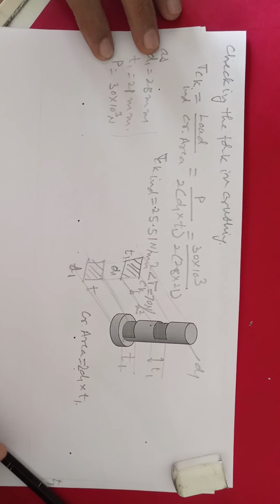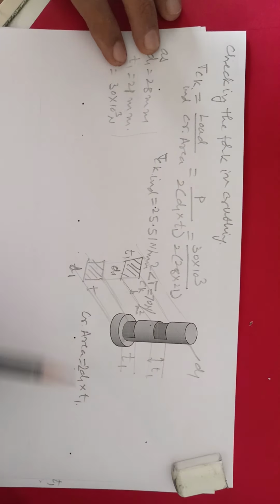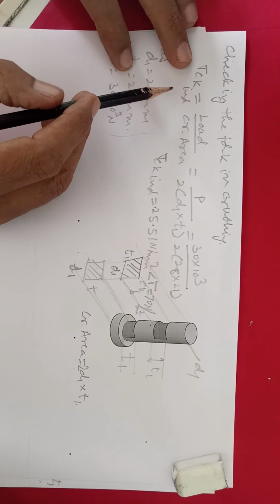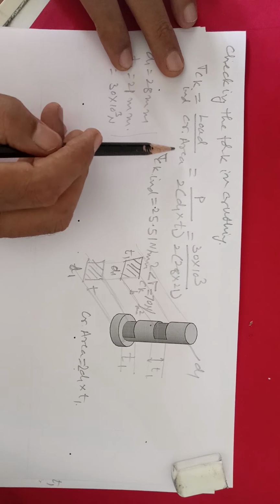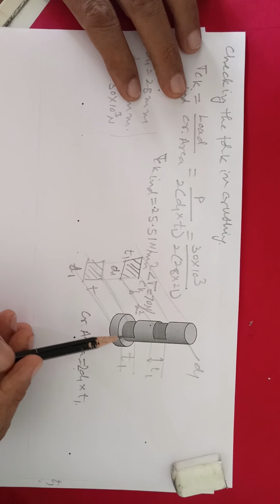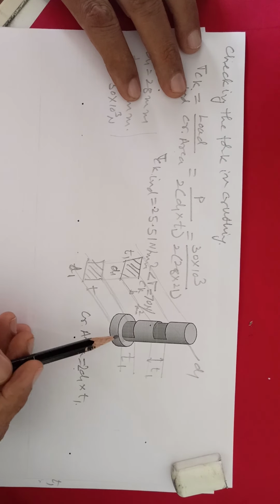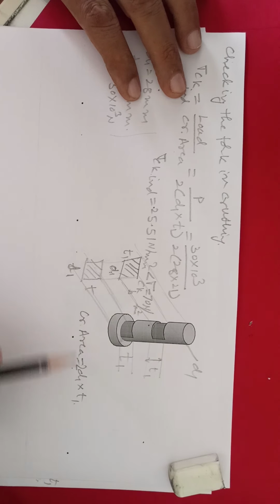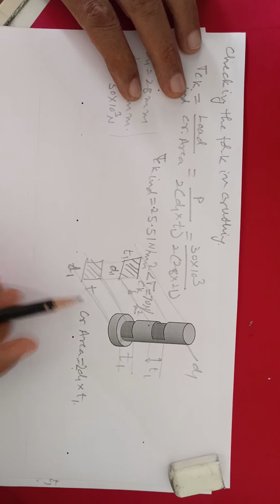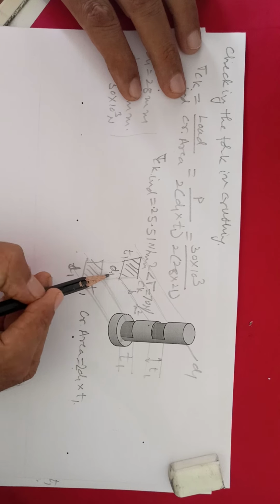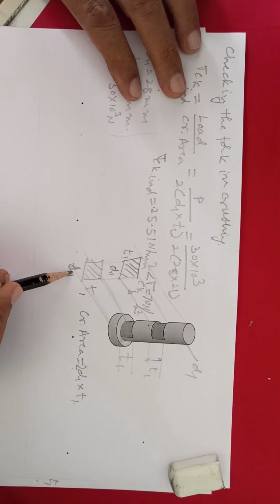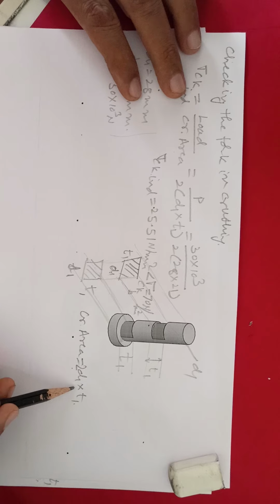Now checking the fork in crushing. The strength equation is given by sigma induced is equal to load upon crushing area. Now see, the failure of the pin in crushing is shown. The crushing area is equal to twice into d1 into t1. This is the projected area. One rectangle is equal to d1 into t1, the second rectangle is d1 into t1. So the addition of these becomes 2 into d1 into t1. So this is the total crushing area.